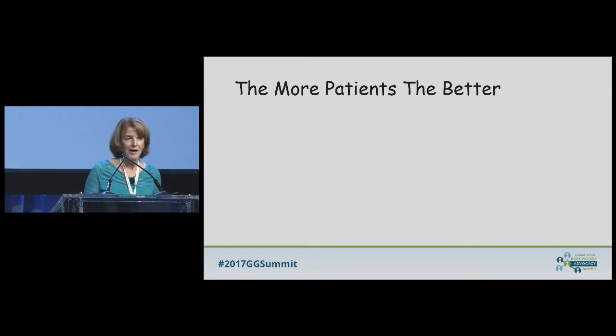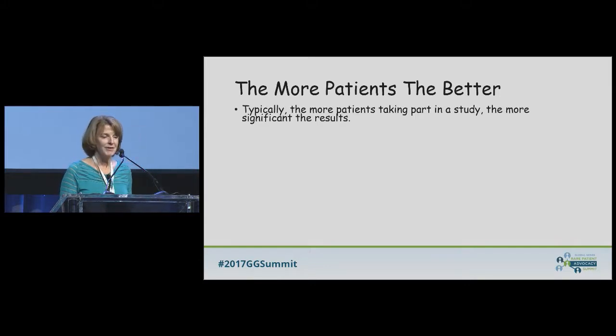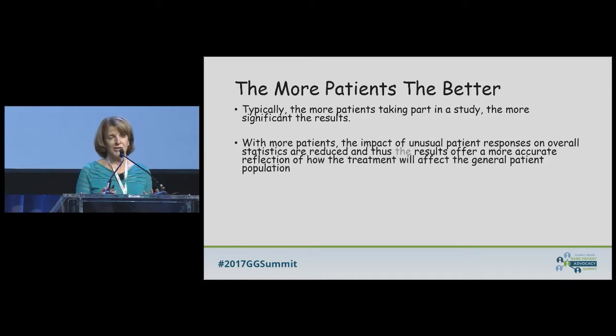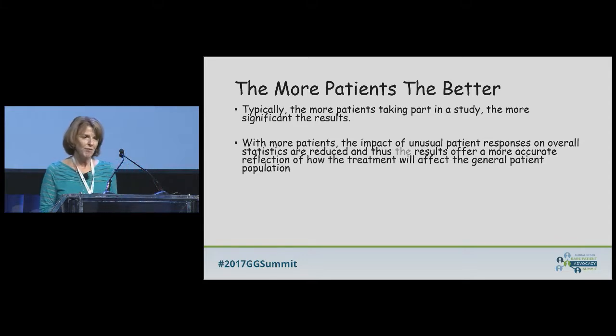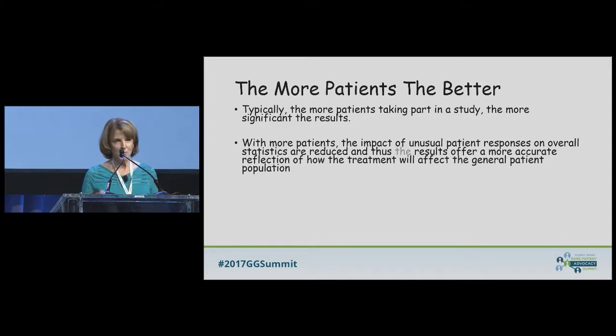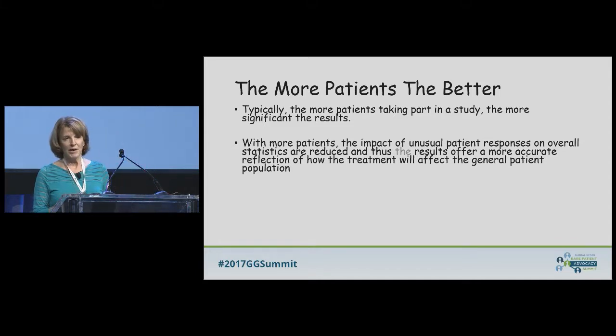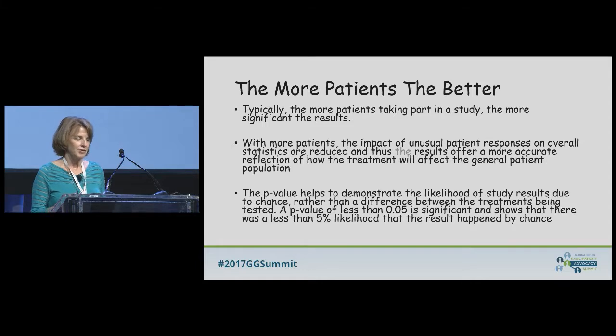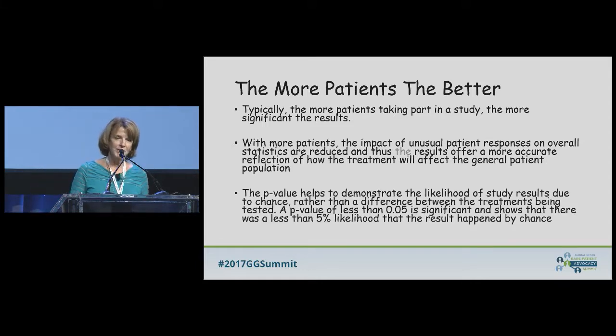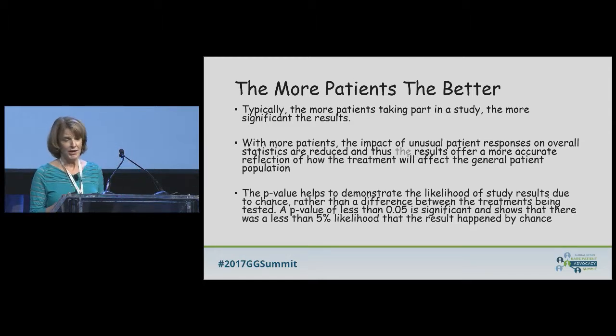So in general, the more patients you can have in the study, the better. But you also have to take into account how many patients are available. Because statistical significance will be greater when you have more patients. And if you have more patients, the impact of unusual situations, exceptionally sick patients that have no chance of responding, they're minimized with a larger population. And as I mentioned, the p-value helps define the likelihood that the study results are not due to chance alone.